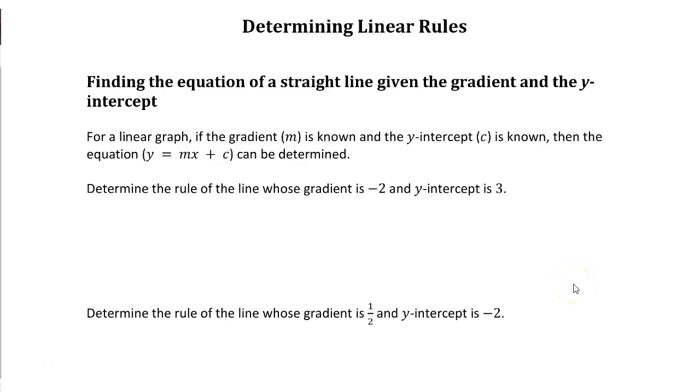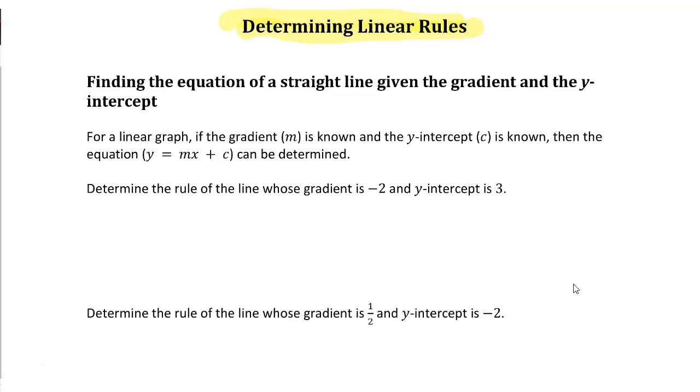So let's look at determining linear rules. This is us getting some information and then figuring out what the linear rule, the linear equation, is from that information. Generally we need two pieces of information. So let's go through those scenarios.